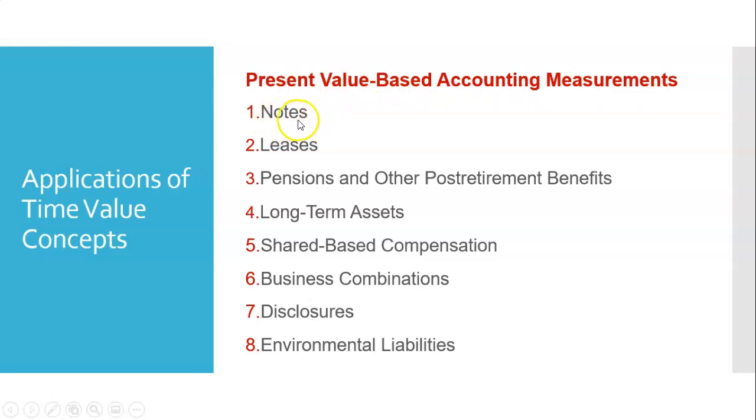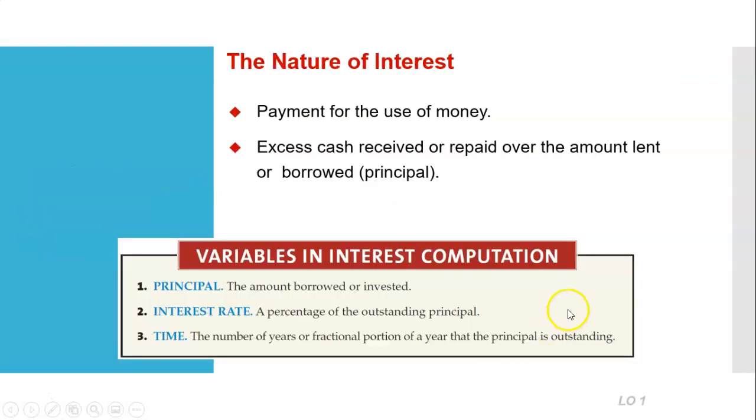So notes, and these would be long-term notes receivable or long-term notes payable, leases, pensions. We'll be talking about leases and accounting for leases at the end of the semester. Pensions, so if we owe money out to retirees, and we have to save that money up to be able to pay them, then that's a long-term liability. Long-term assets, so if we buy equipment that we're going to use for 10 years, how much is that worth, etc. These are some of the most common things that we're going to use these present value accounting measures on.